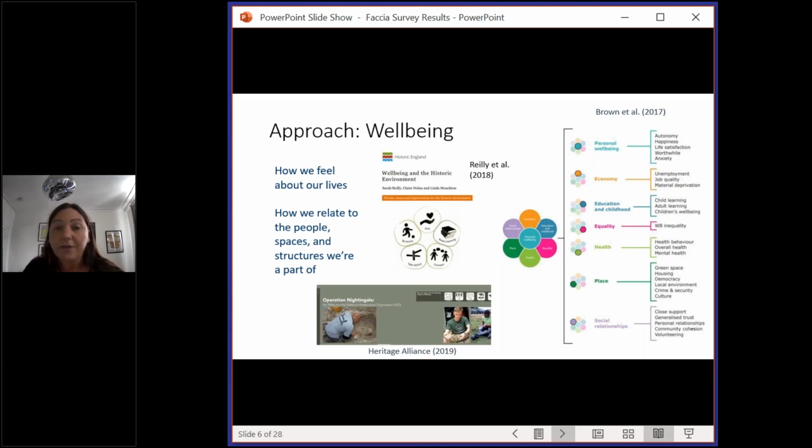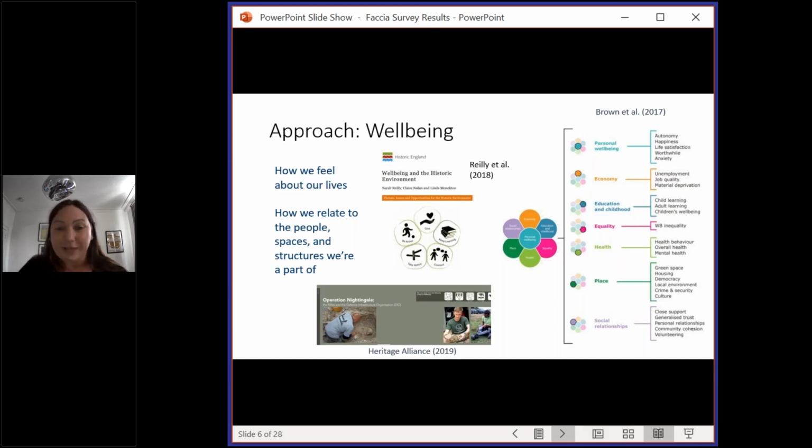We have health. So that's, do you participate in healthy behavior? How is your overall health and how is your mental health? We have place, and so those are green spaces, which will come up a bit later, access to green spaces, appropriate housing. Democracy, it's the feeling that you can participate locally and you have a voice and you can influence local decisions. It's your local environment and how safe you feel in it, and it's also access to cultural opportunities.